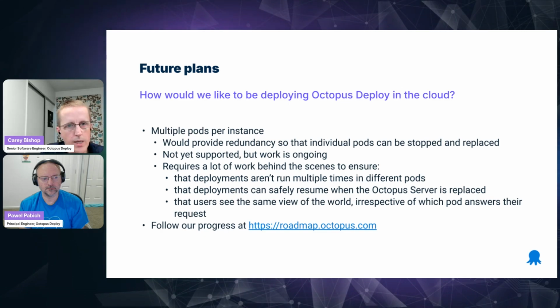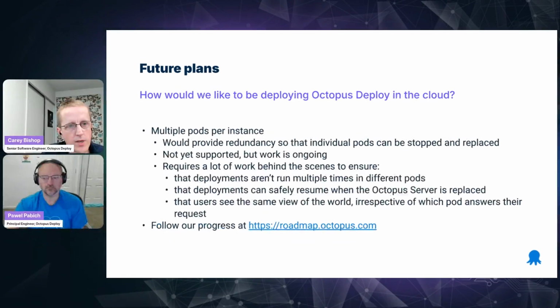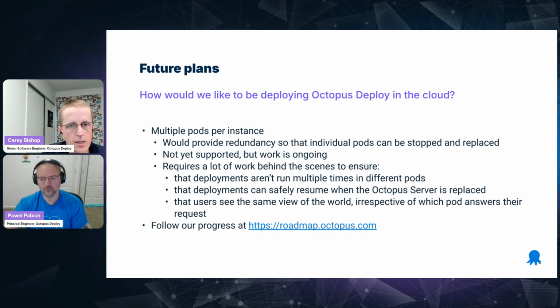So this is where we come onto our future plans. How would we like to be deploying Octopus Cloud in the future? One of the things that the team are working on is trying to support multiple pods per instance so that we can do horizontal scaling. This would also provide some redundancy so that individual pods can be stopped and replaced. And this would mean that when we're doing things like Kubernetes upgrades, customers wouldn't notice any outage because it would only be individual pods within their instance that would be moved at a time.